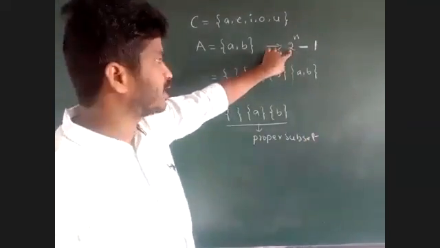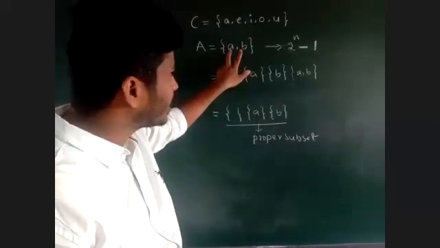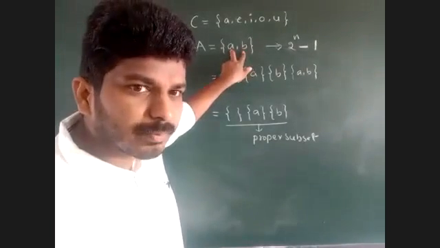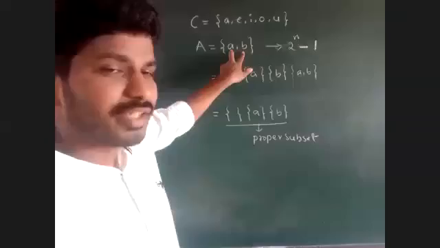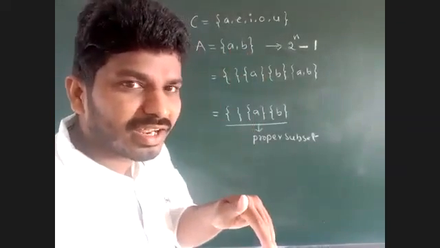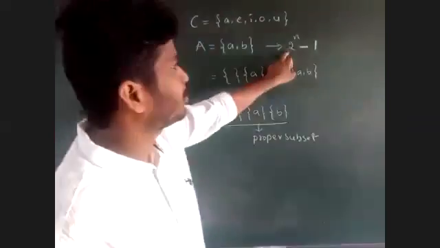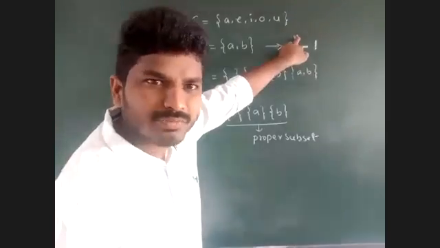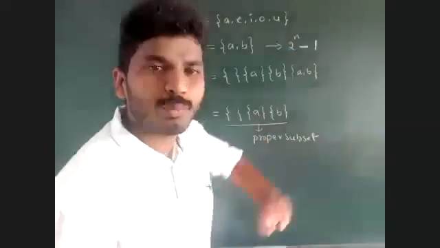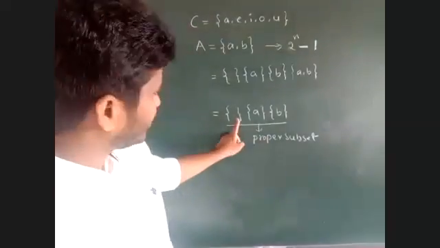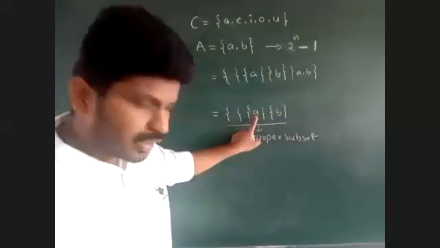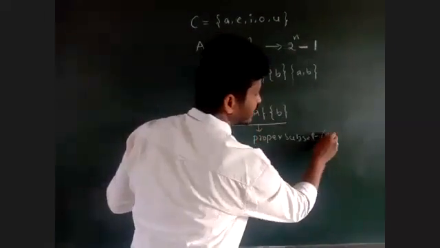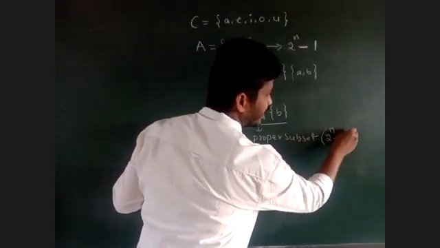Let us take one more example here. A set containing 2 elements, A and B. How many subsets are there? 4 subsets. Then how many proper subsets are there? 3. 2 to the power of n minus 1, 2 to the power of 2, 2 square value is 4, 4 minus 1 is 3. The 3 proper subsets are empty set, A and B. So the proper subset formula is 2 to the power of n minus 1.